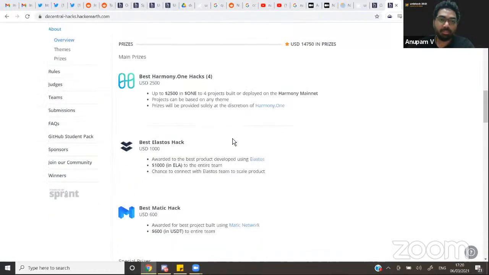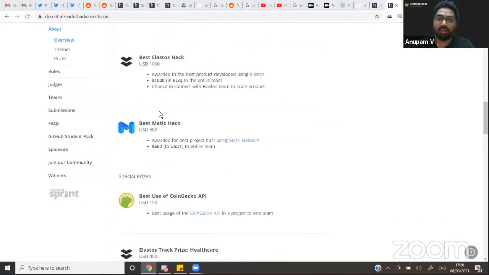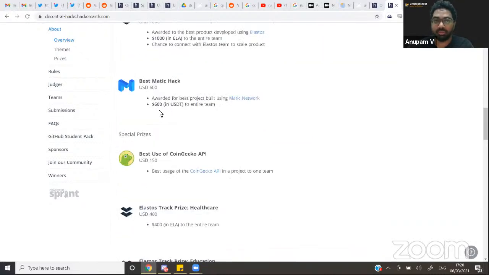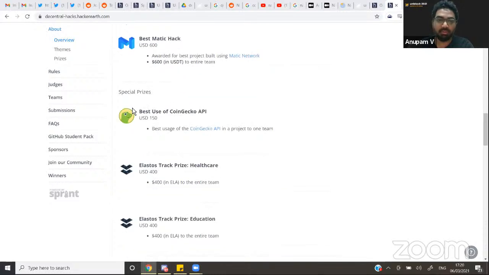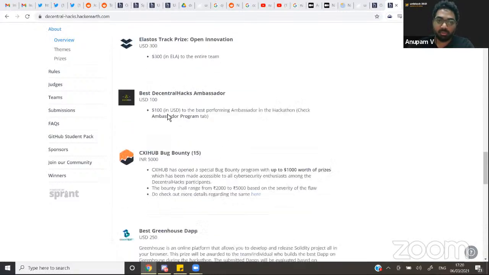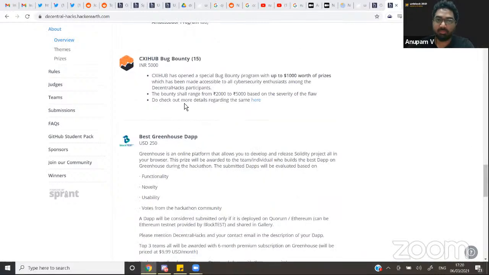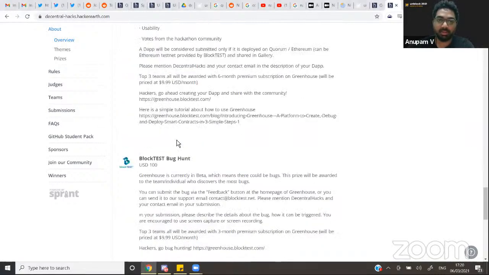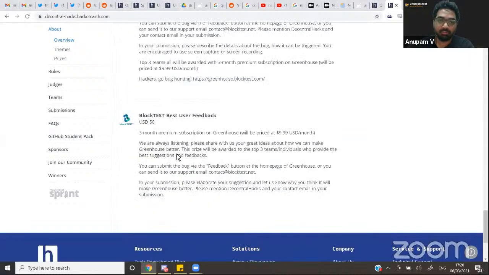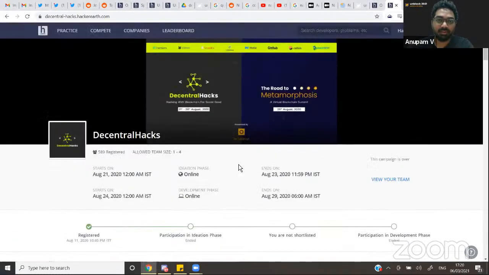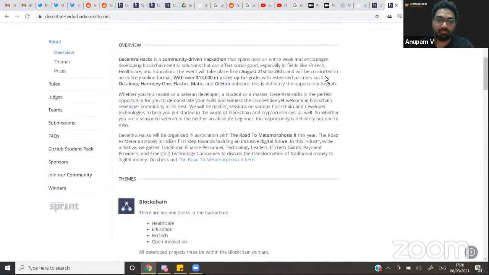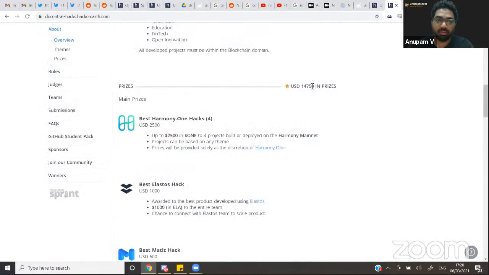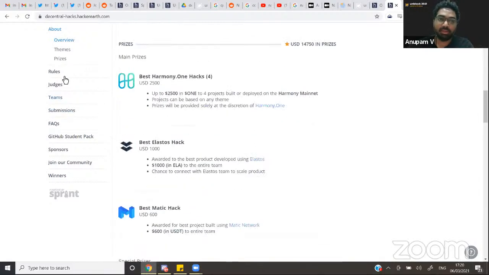We had pretty good sponsors last time. We had Harmony, we had Elastos, we had Matic. Now Matic is called something else. CoinGecko was there, and Sheikh Sahab was also there, and we also had Greenhouse, which is the product of Block Test. These sponsors pulled together around $15,000 to give away to the winners, and people had built really good solutions on top of these.